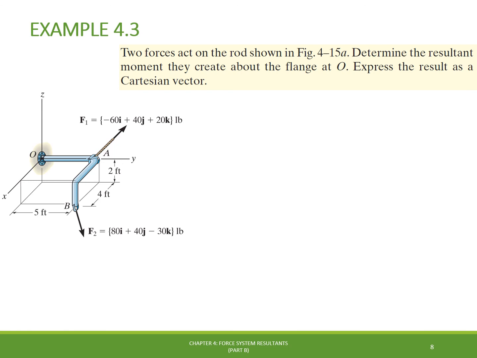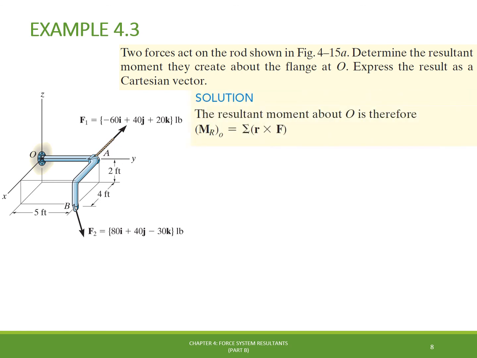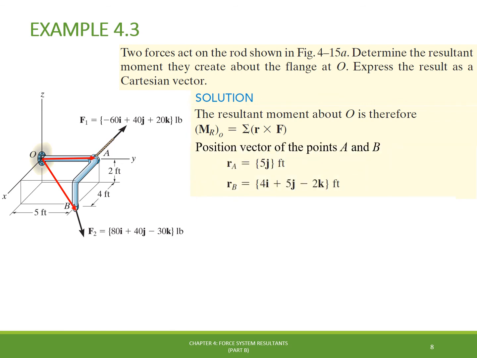Since we're dealing with a 3D problem, the best way to solve it is using the Cartesian notation. Then, we start with the vector equation to calculate the resultant moment, which involves the position vectors of the points of the application of each force. For this task, we consider the distances given in the figure, and we easily get the position vectors of point A and B in the Cartesian vector notation.